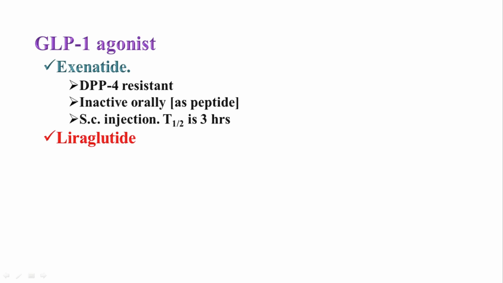Simple. Apart from minimum side effects like nausea and vomiting, nothing much goes wrong in these patients. Okay, some patients have developed antibodies to exenatide, but not much of a problem. Very important MCQ, exenatide is a known risk factor for acute pancreatitis. Okay, which brings me to liraglutide.